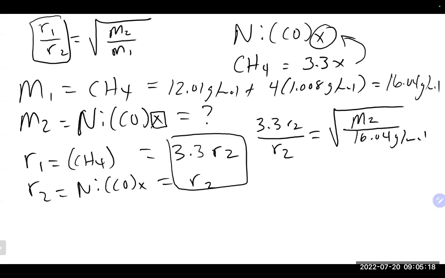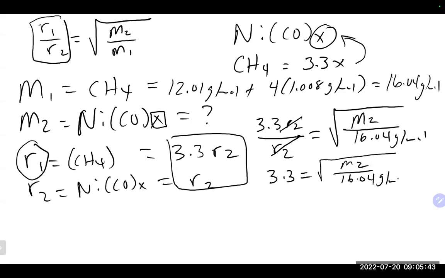Any questions on that setup there? Again, the top part, 3.3 R2, is what R1 would equal, because it's 3.3 times faster. Although we don't know what R2 is, we do know it should be the same number, so those guys should cancel. And that means that we end up with 3.3 is equal to the square root of M2 divided by 16.04. To get rid of the square root, we're going to square both sides. So 3.3 squared gives us 10.89.